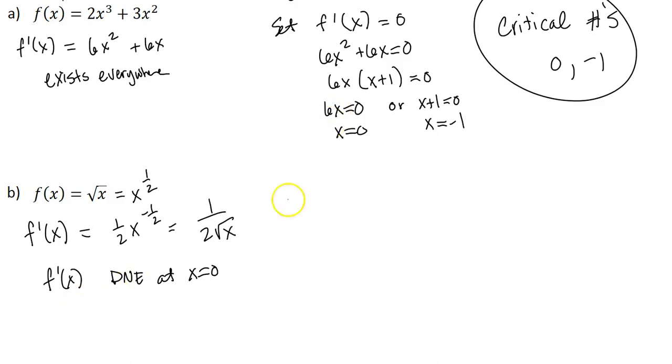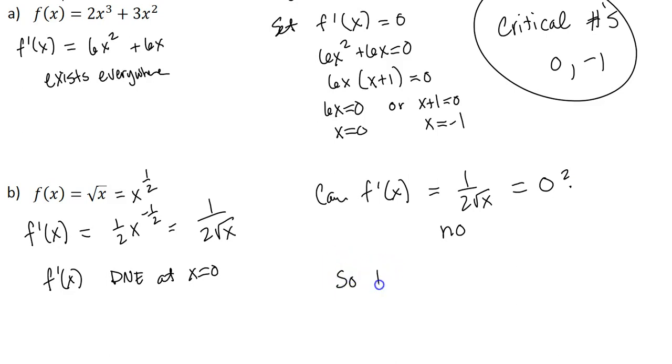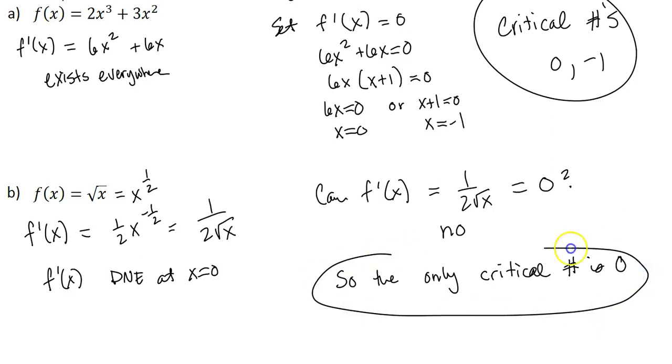So we want to know if f prime of x can even be equal to 0. Can 1 over 2 square root of x be equal to 0? And the answer here is no, because your numerator is 1, and if your denominator equals 0, it doesn't exist. So in this case, the only critical number is 0. Now there may be some cases where you get critical numbers from both situations. Normally it will be one or the other, but it could possibly be both. So don't neglect one or the other.